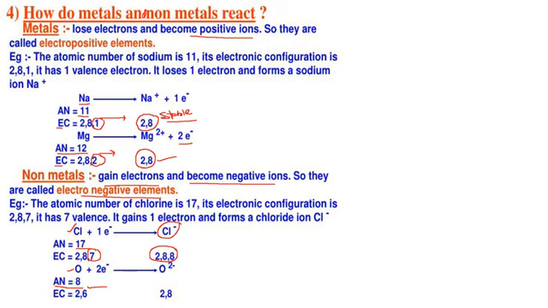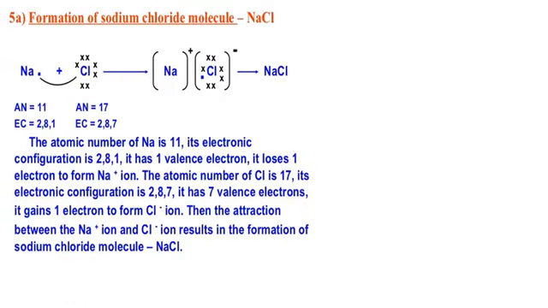Instead of that, oxygen will always try to gain 2 electrons. So by gaining 2 electrons, oxygen is attaining an octet state, right?